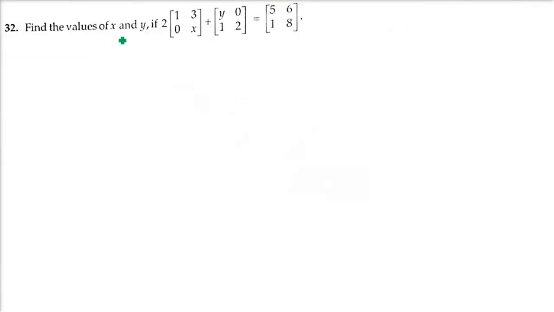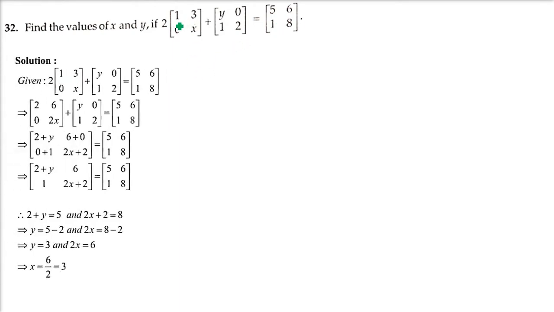Find the value of x and y. We have done a question like this, and questions are coming like this, so I'll just do it here only. Just multiply 2 here. Now I'm adding 2 plus y, then 6 plus 0, so 2x plus 2 will be 8. 2 plus y is 5, so y will give you 5 minus 2, which is 3.